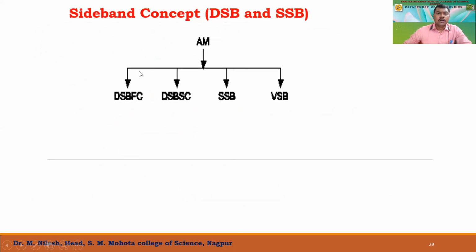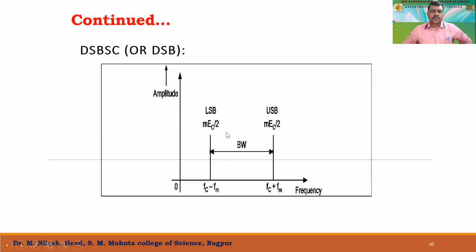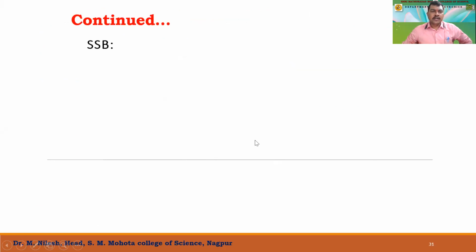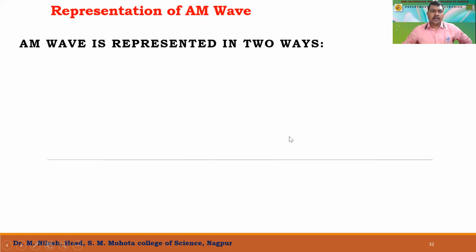We have some more sideband concepts that we call DSB and SSB. We are not concerned with the others. DSBFC can be taken as double sideband full carrier, as shown in the figure. So this is double sideband full carrier, suppressed carrier, SSB, VSB, and all. We are not concerned with these. These are some examples of FC minus FM and FC plus FM. We have seen this, right? So SSB is like this, USB is like this.